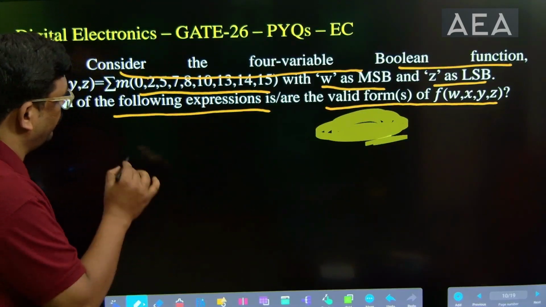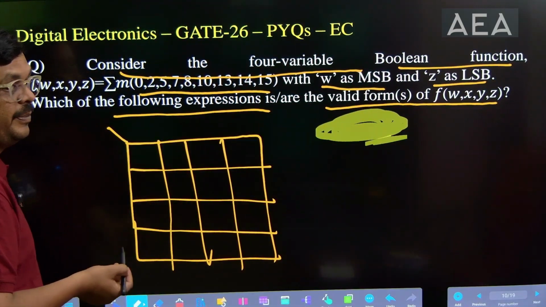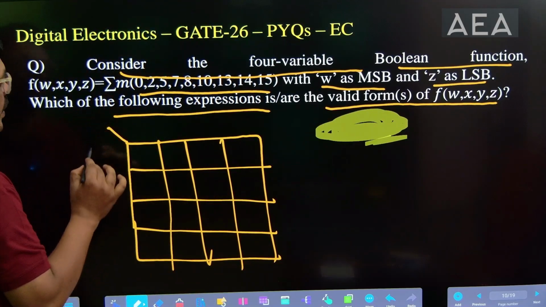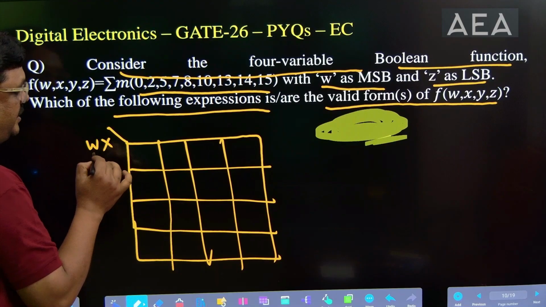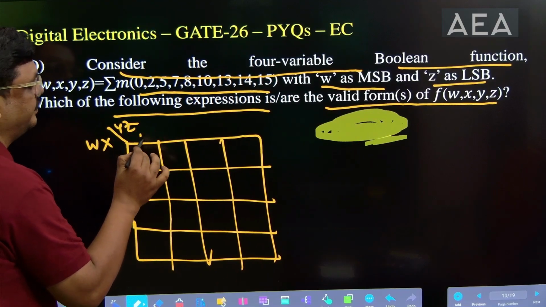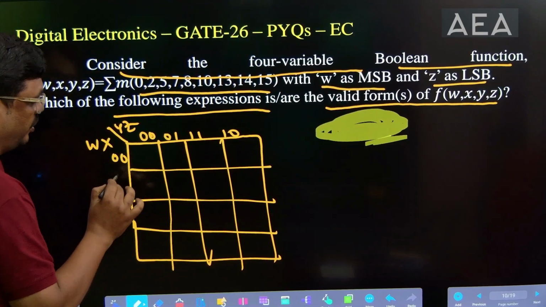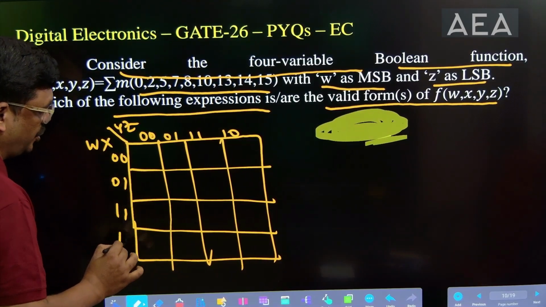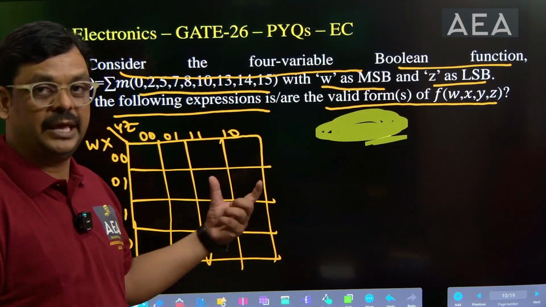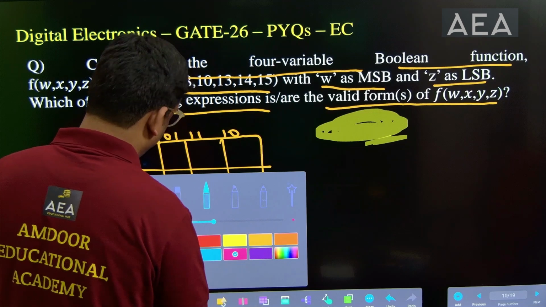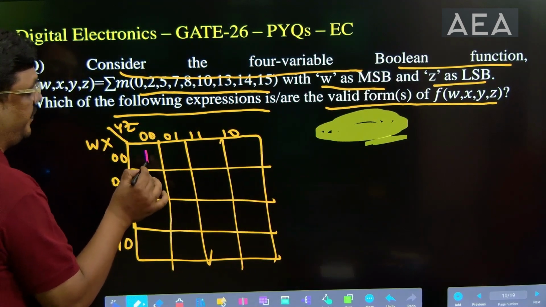First of all, I am taking the 4 variable K-map. A 4 variable K-map consists of 16 cells in total, and the order is also given here, WXYZ. So always write from the MSB like this, WXYZ. And here you have to write Gray code. Gray code is used to draw the K-map. So the given combinations are 0, so the 0 position is defined here.